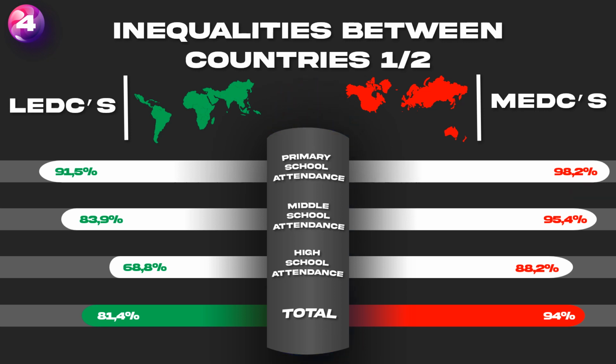In total attendance, we can see that the number of children continuing until high school is less in LDCs than in MEDCs, with 81.4% in opposition to 94%.